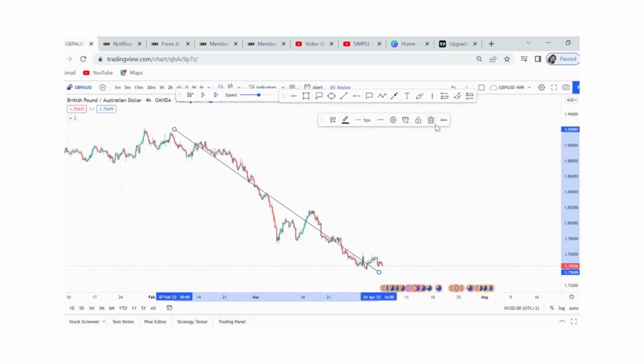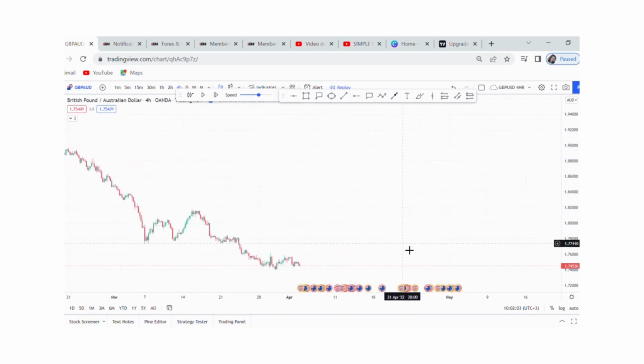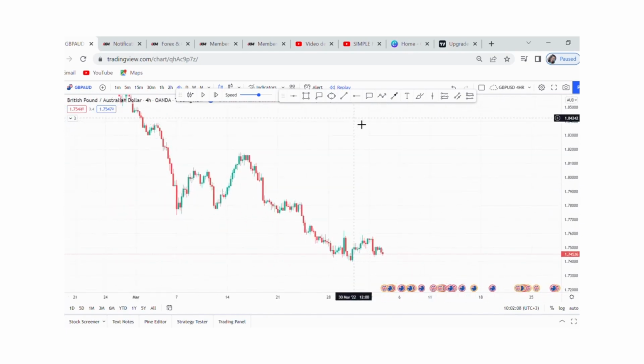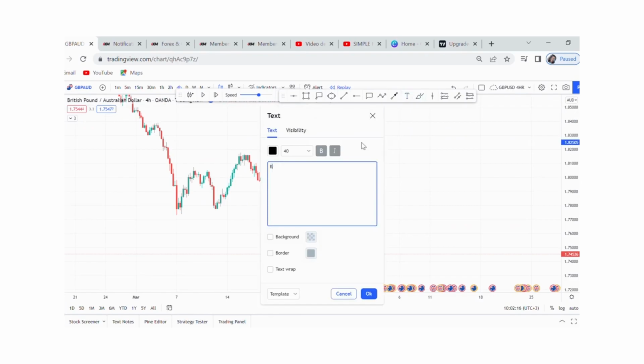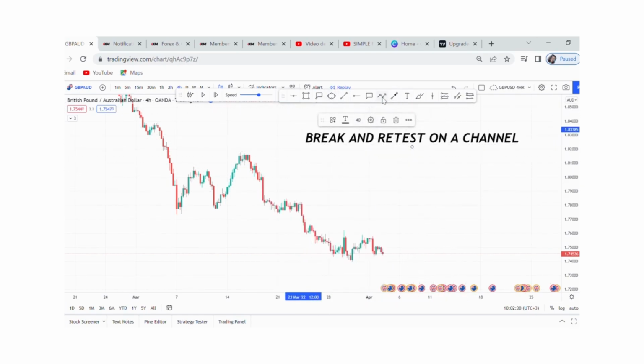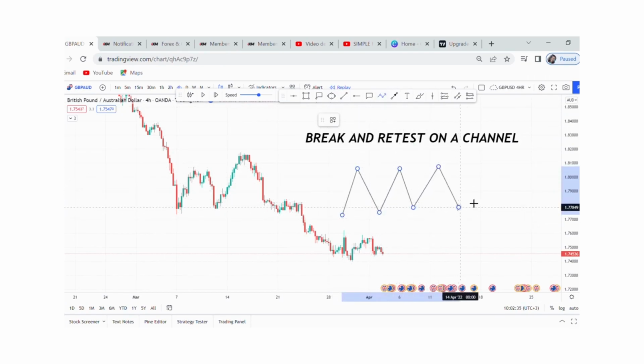So our strategy is called break and retest, and it's whenever you notice that the market is on a channel. So the strategy is break and retest on a channel. The market has to be on a channel. By a channel, I mean the market must be moving up, down, up, down, up, down. So we are waiting either for the market to break the support, or we are waiting for the market to break the resistance. That's our strategy.